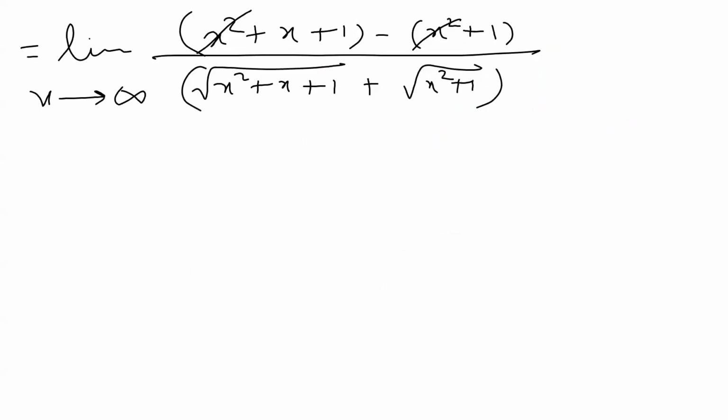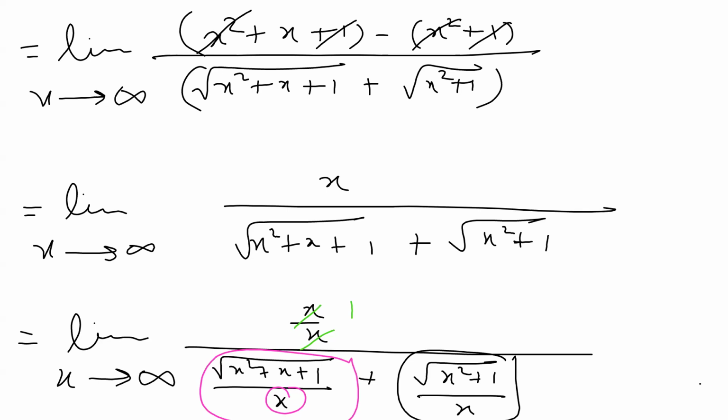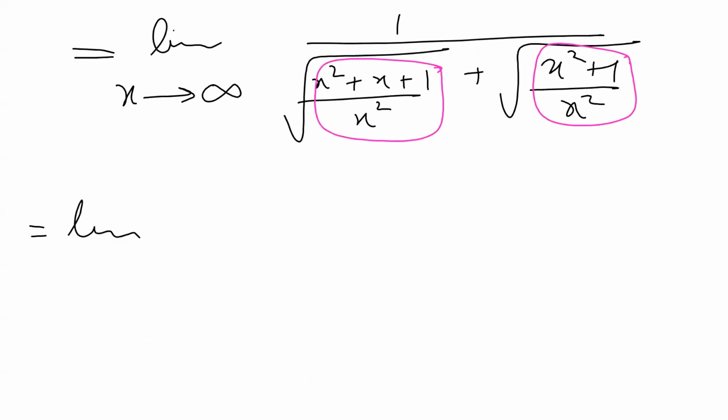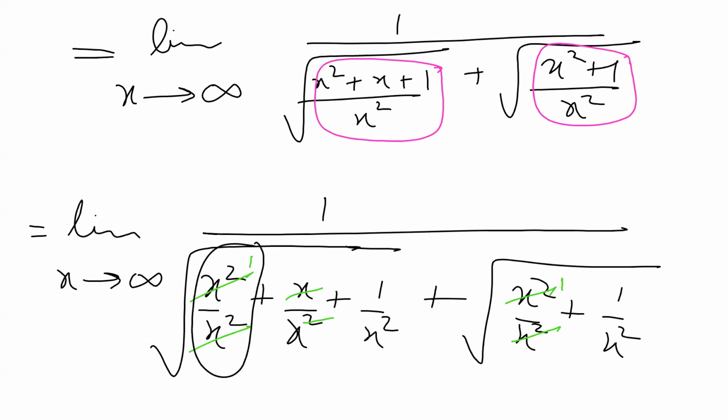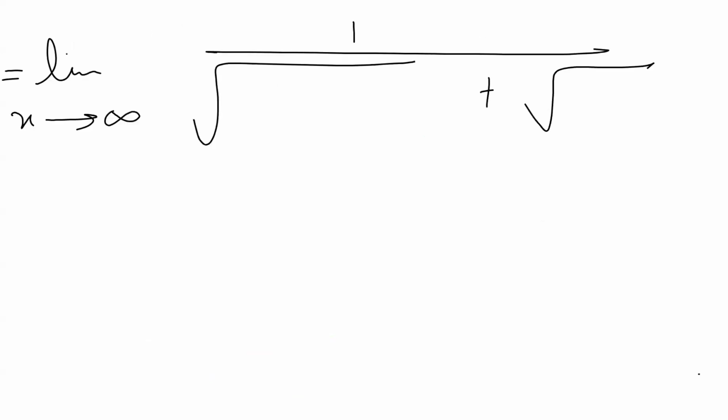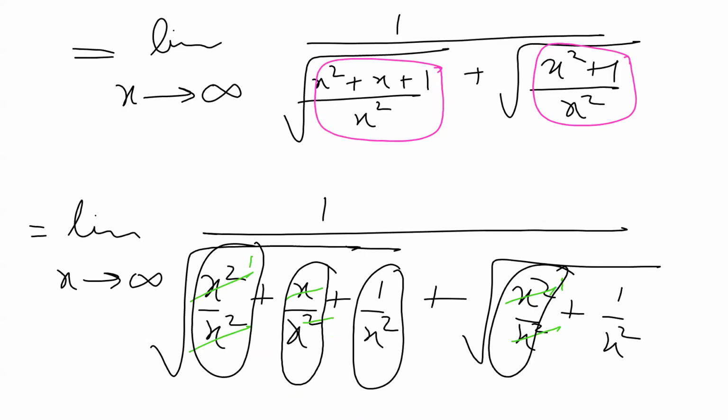Once again, I go back. Sorry. So this is 1 plus 1 upon x. There is 1 x down, plus 1 upon x square. And this will be 1 plus 1 upon x square. How? See this. 1 plus 1 upon x square.